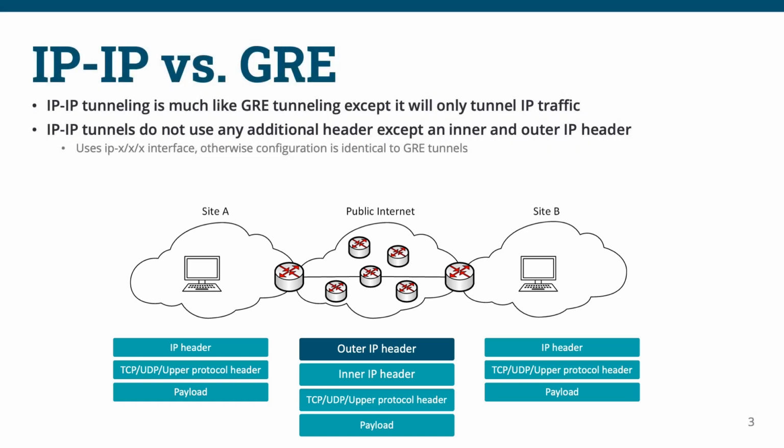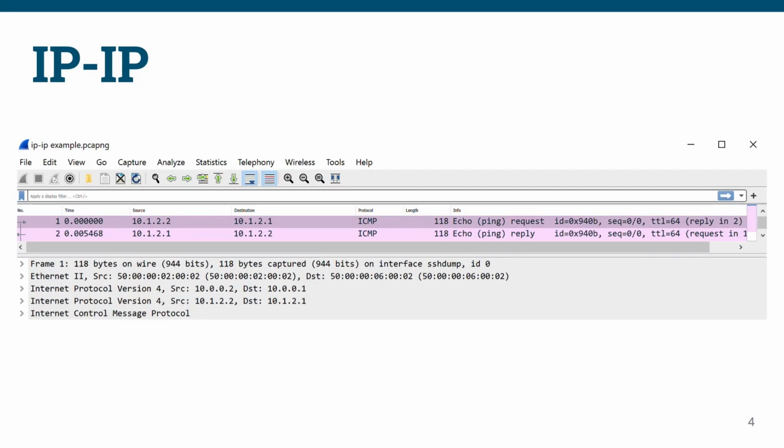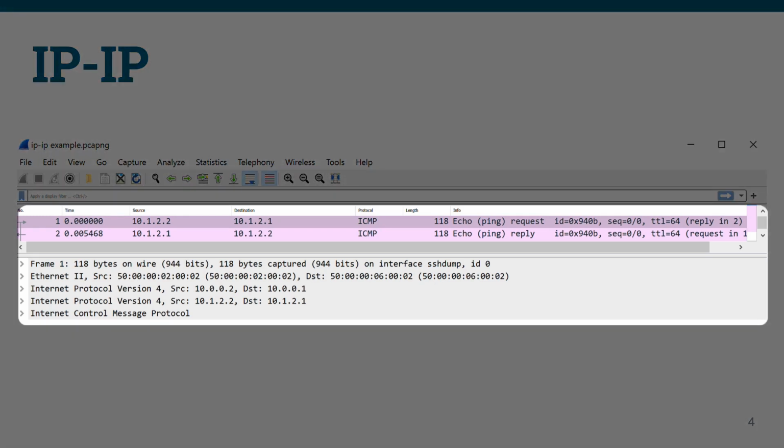Let's take a look at what a packet capture looks like of a packet which is encapsulated in an IP in IP tunnel. Now, you might notice that I wasn't lying when I said that there's no tunnel protocol header involved. As we see in this encapsulated ICMP request packet, we have the Ethernet frame header on the outside. Then we have an outer IP header and an inner IP header.